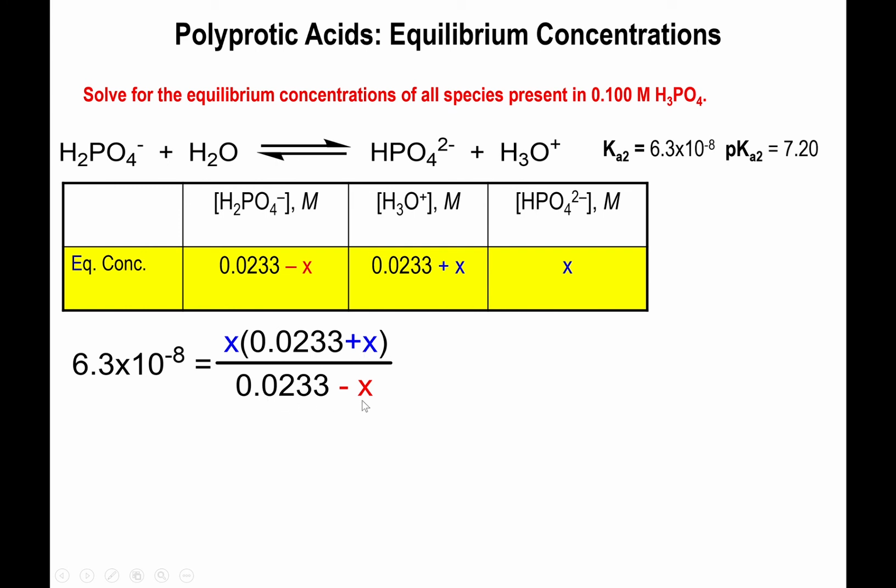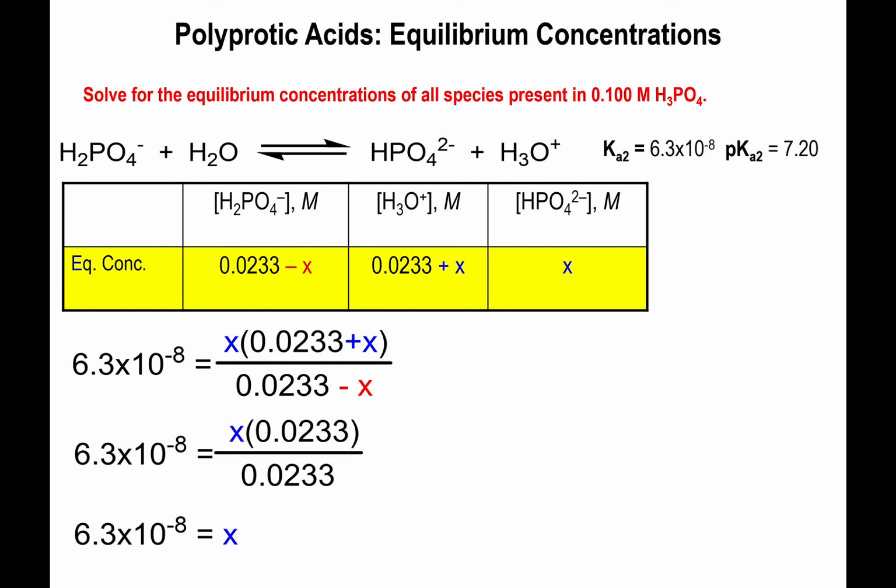And what this shows you is that 0.0233 divided by 10 to the negative 8 will indeed be greater than 400. So the plus x and the minus x are actually negligible. And what you have right here is 0.0233 divided by 0.0233, which is simply 1. So the value of x is nothing more than the value of the second Ka.